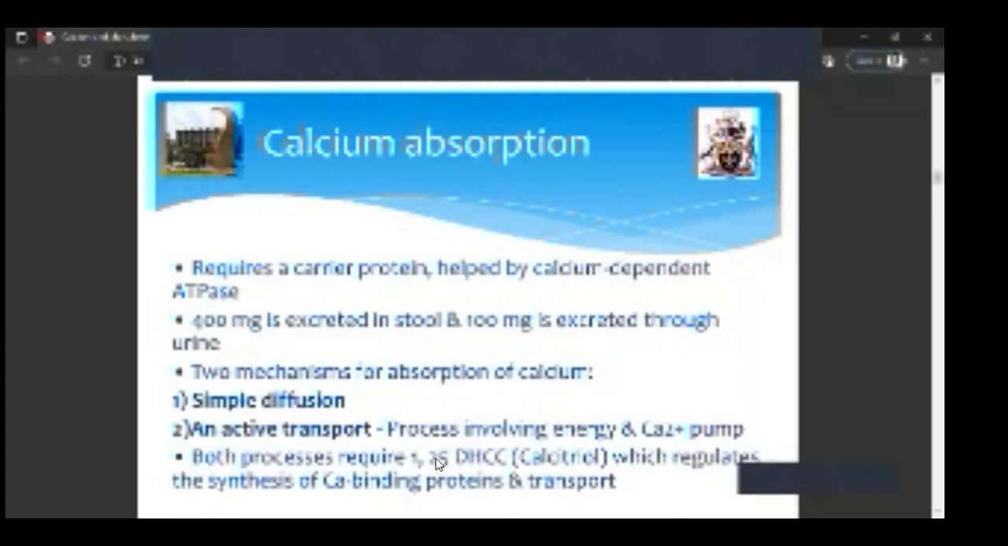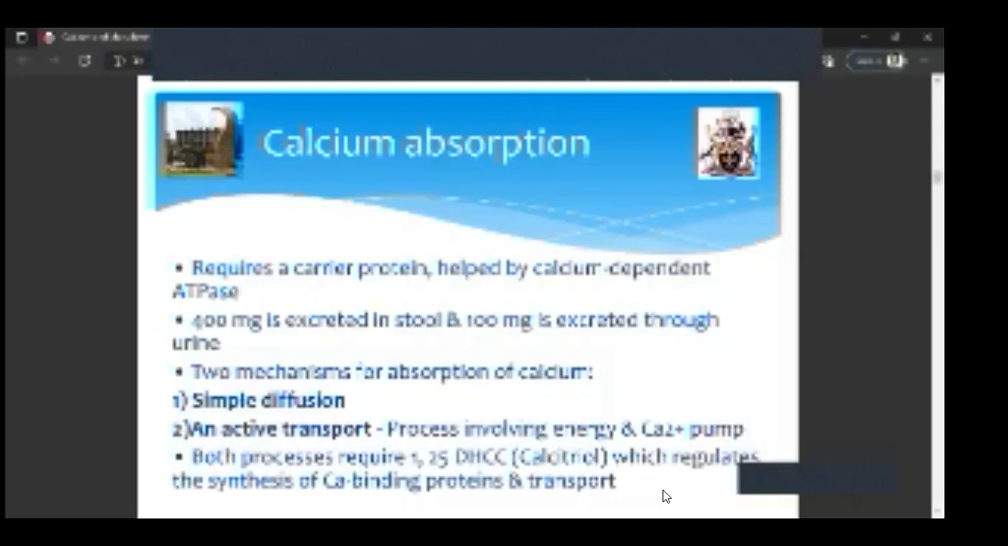Simple diffusion, I think, is easy to understand because we said calcium is normally absorbed across a concentration gradient. Active transport, we said, is an energy dependent process, and we talked about the calcium dependent ATPase. This process requires energy to move, and also requires a calcium pump. Both of these processes require calcitriol, which is 1,25 dihydroxycholecalciferol, which regulates the synthesis of calcium binding proteins and transport.